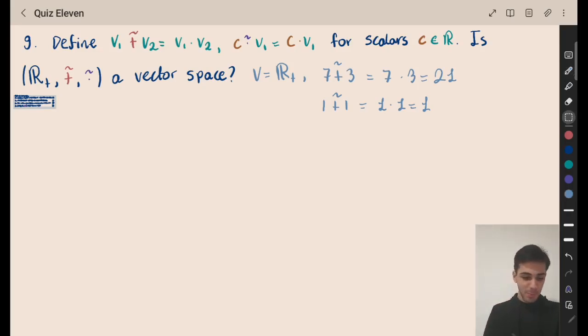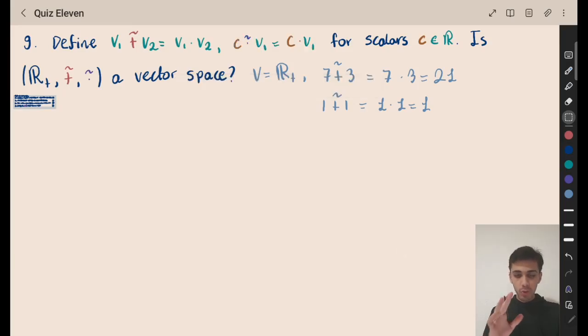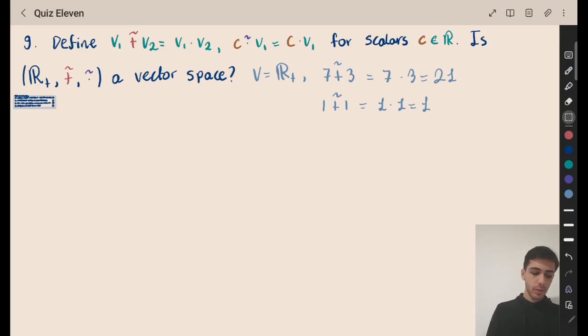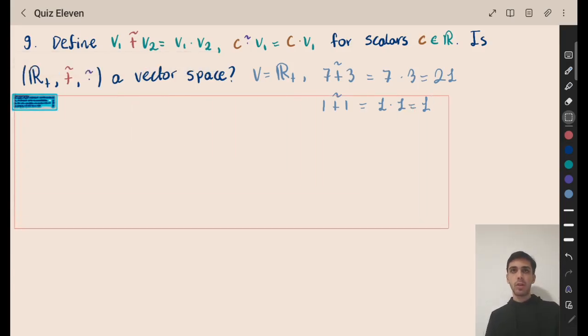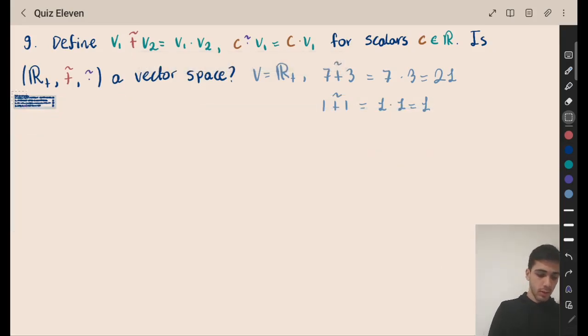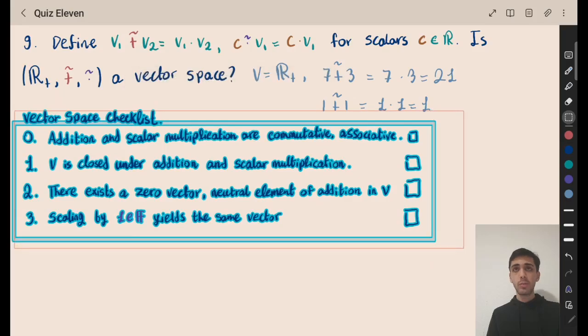Enough with getting to know each other. I think we already know now what this vector space is like. This is simple. This is just standard scalar multiplication, so you don't need to worry too much about it. But let's see what I have prepared for you here. That is a vector space checklist. I prepared a very nice checklist here for vector spaces.